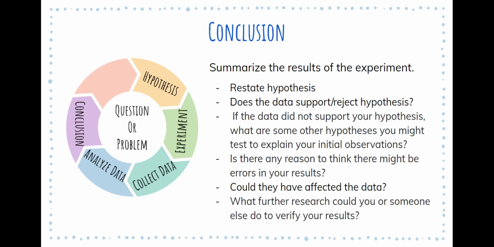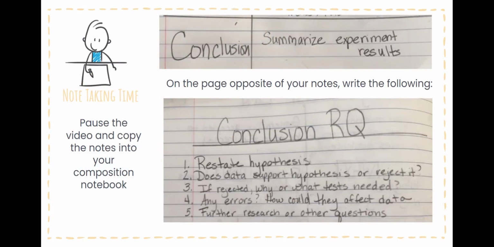Is there any reason to think there might be errors? And could those have affected your data? And additionally, what further research could you do? Or what could someone else do to verify the results? How could you redo this experiment to maybe support your hypothesis? Pause the video and copy the notes into your composition notebook.